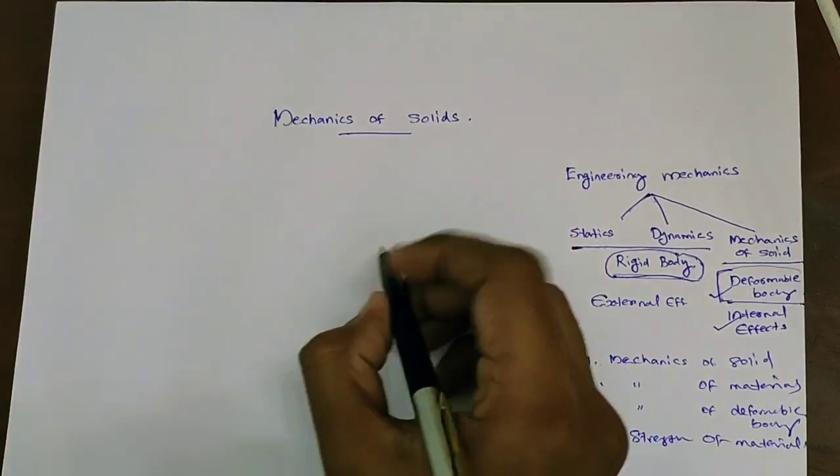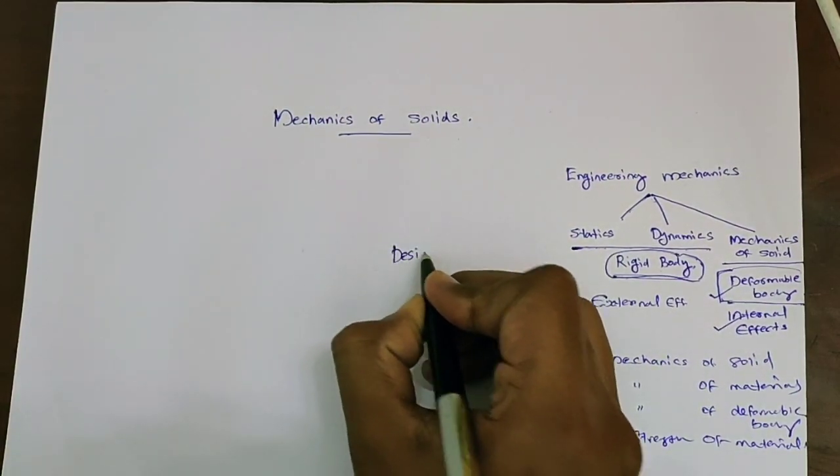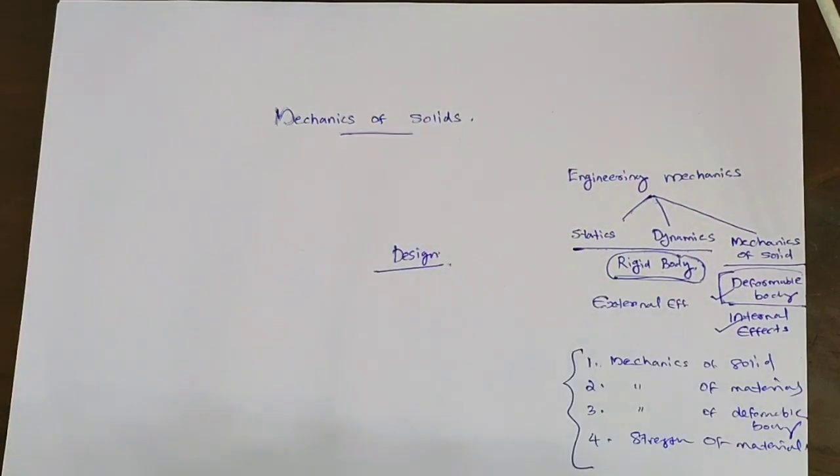Next, design process. Design is a very important stage or step in product development, because without any design we cannot develop an optimum, safe, stable product. So design is a very important stage in product development.